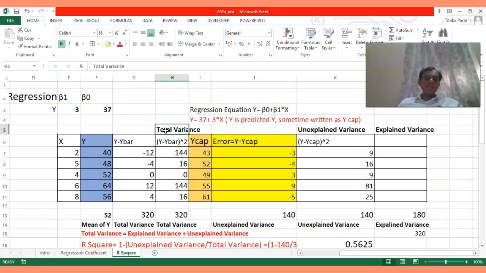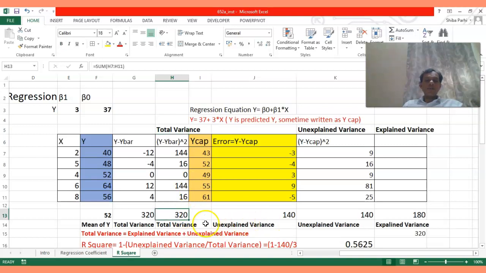The total variance, all of us know, is the sum of y minus y bar, whole square. So the sum of all the y minus y bar square is the variance of the data from the mean point. The mean is 52. 40 minus 52 is minus 12, then minus 4, 0, 64 minus 52 is 12, 56 minus 52 is 4. So the sum of y minus y bar square is 320. Normally variance is the average, 320 by 5, but the total variance of the data from the mean is equal to 320.